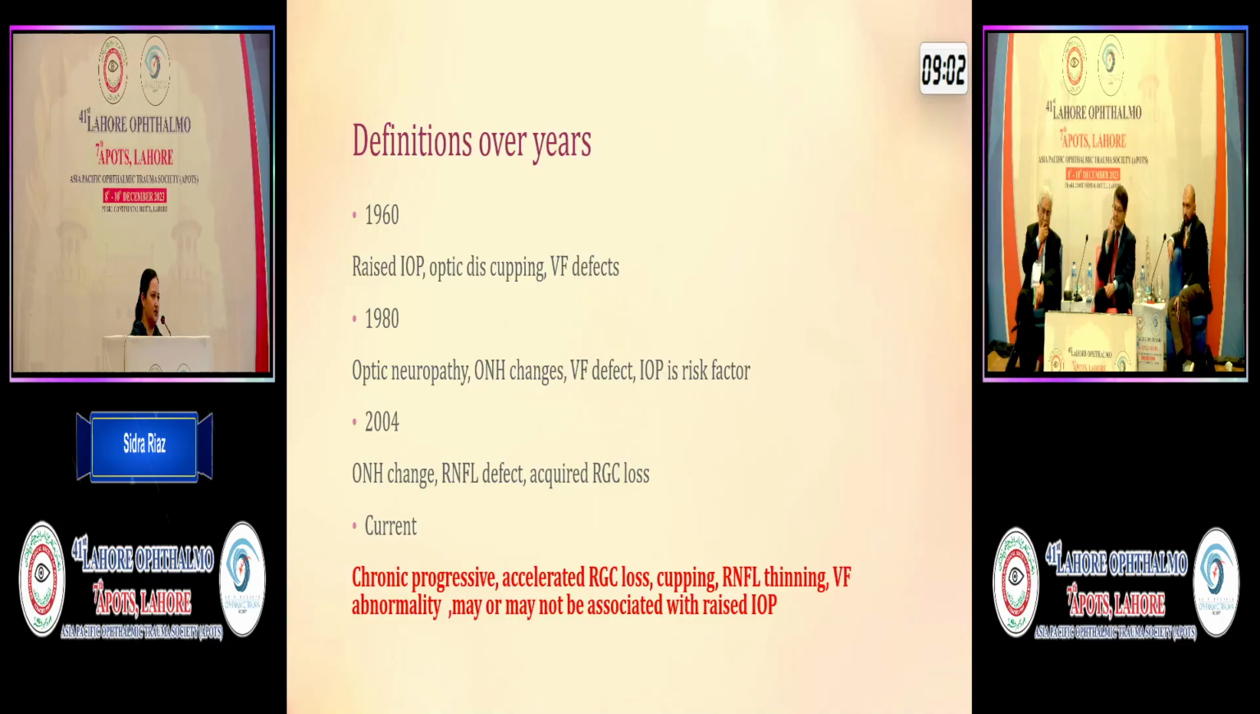But now the definition has been slightly modified from 1960 to at present, after 2020. Previously it was raised IOP, optic nerve changes, and visual field defects. But at present, it is a chronic progressive disease with optic nerve head changes with specific visual field defects, and there is a gradual decrease in ganglion cell density. And rise in IOP may or may not be associated with glaucoma. So in order to detect early, OCT is an excellent tool.